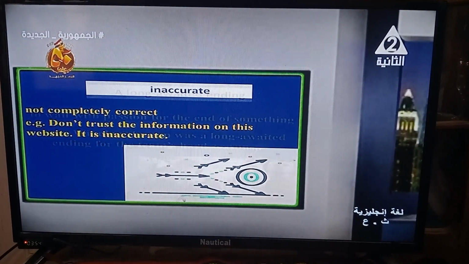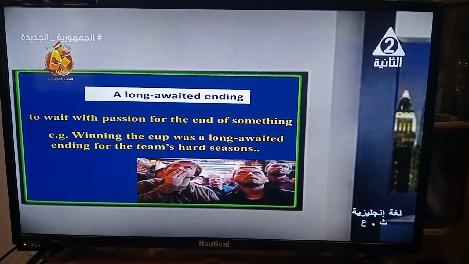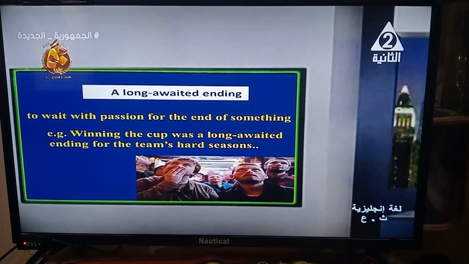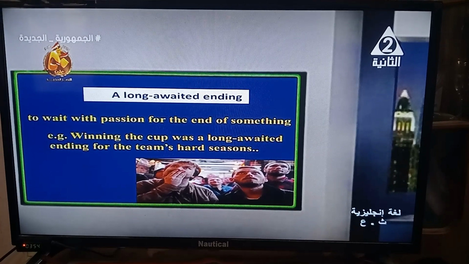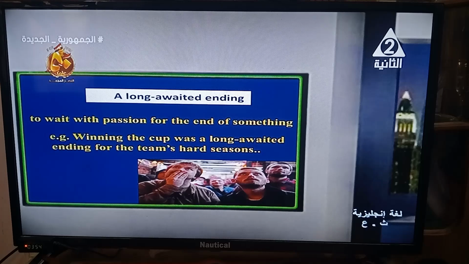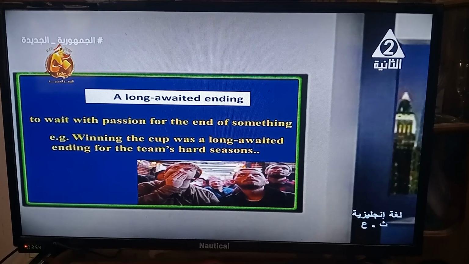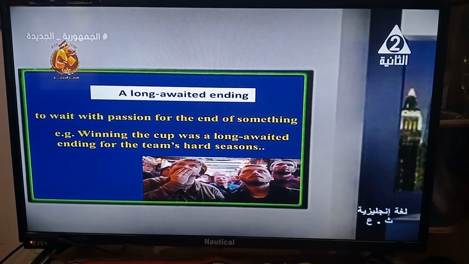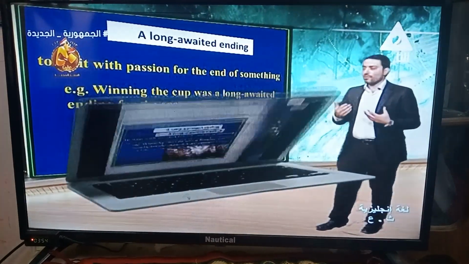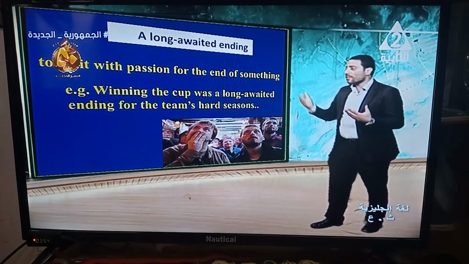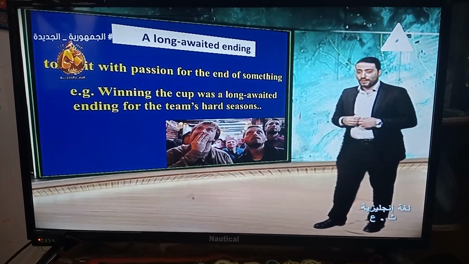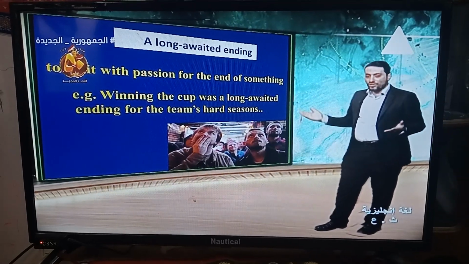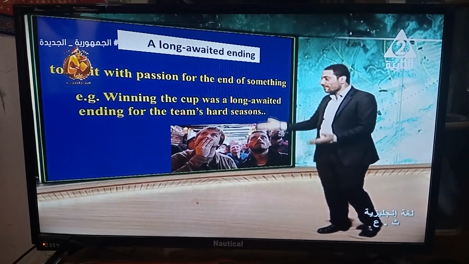The next word is actually an expression, a long-awaited ending. So the idiom or the expression a long-awaited ending means to wait for something with passion. So it means you are longing or aspiring for something to happen. Look at this example. Winning the cup was a long-awaited ending for the team this season.